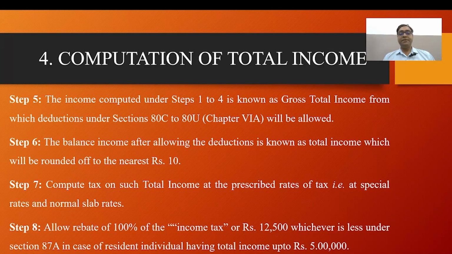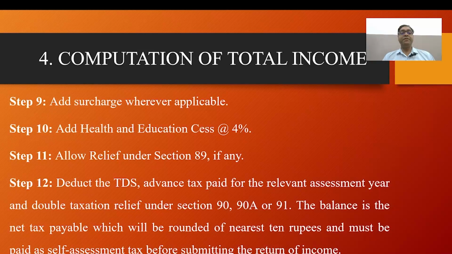That is step 8. Now we reach step 9: add surcharge wherever applicable. I have already discussed surcharge, and it depends on which type of surcharge is applicable. We will add it here. Step 10 is to add health and education cess at 4%, which is added after the surcharge. Step 11 is to allow relief under section 89, if any. We will give relief under section 89, not any other section, if applicable.